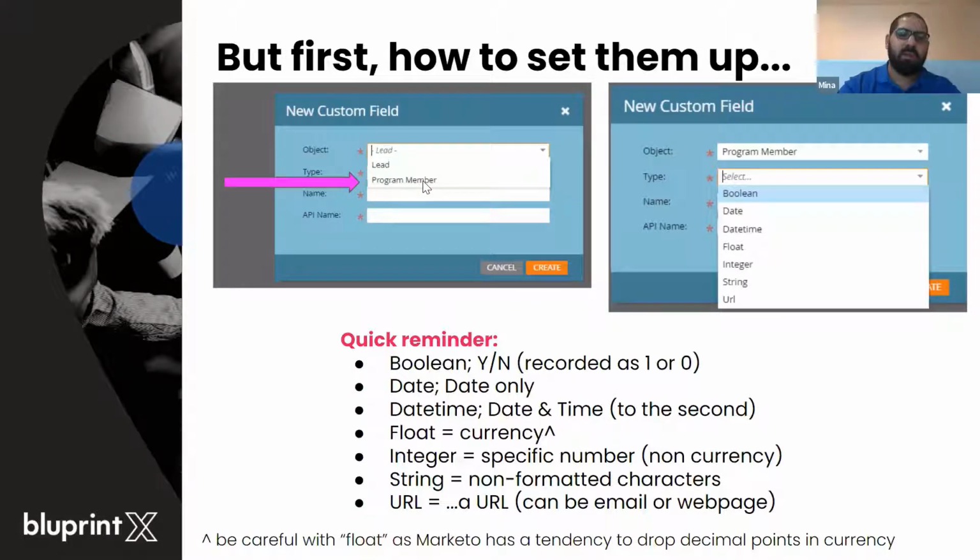Now what you'll see is a second option against the object called program member. And if you create a program member field, it will then ask you what type of field this is. So a quick reminder is down the bottom. I won't go through all of them. This will be in the notes that we'll share with you after the webinar. But there are a number of types that you can use and set up inside of program custom fields.